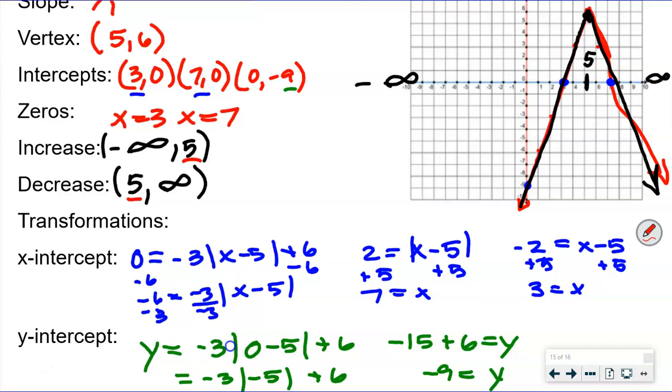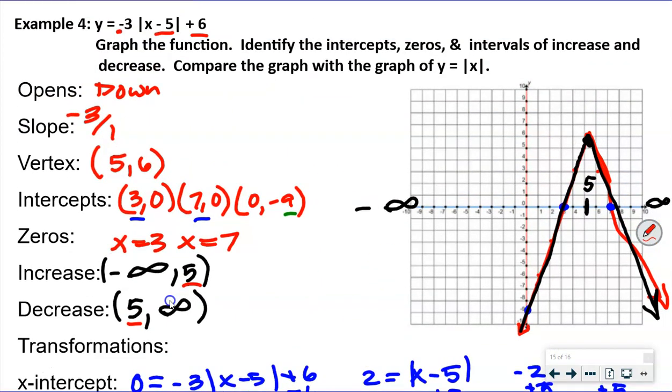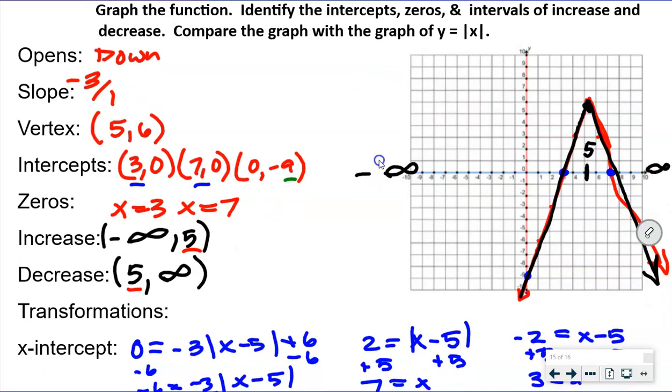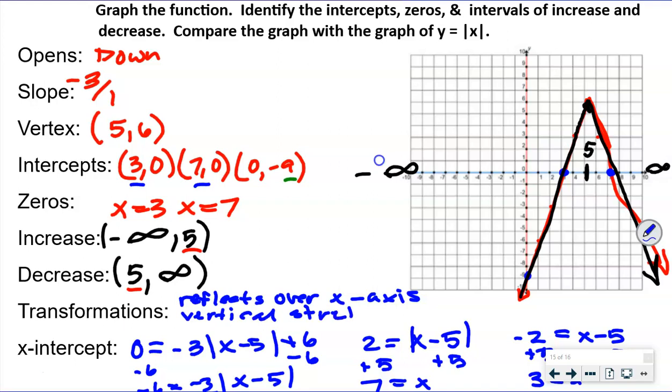So now let's talk about our transformations. So we're going to look back up here at this equation. So notice that it's negative up here, okay? So when it's negative, what does that tell us? It's a reflection over the x-axis. So we're going to say it reflects over the x-axis. What did the 3 tell us? It's a vertical stretch by 3. And what did this 5 and this 6 tell us? So then it went right 5 and up 6.